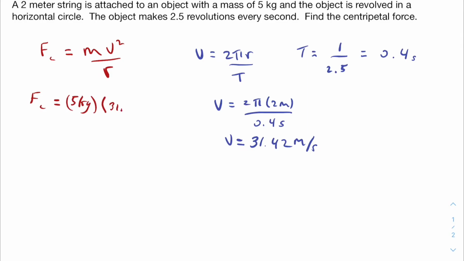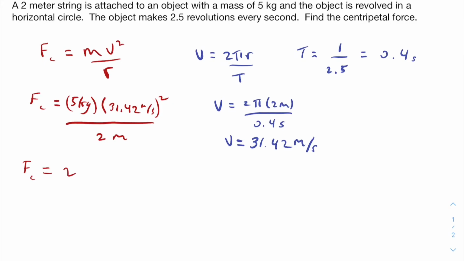Plugging in the object's mass, the object's speed, and the radius of the circle, or the length of the string, we find that the centripetal force is equal to 2,468 newtons. These are really the only formulas that you need to know for simple centripetal force problems like these.